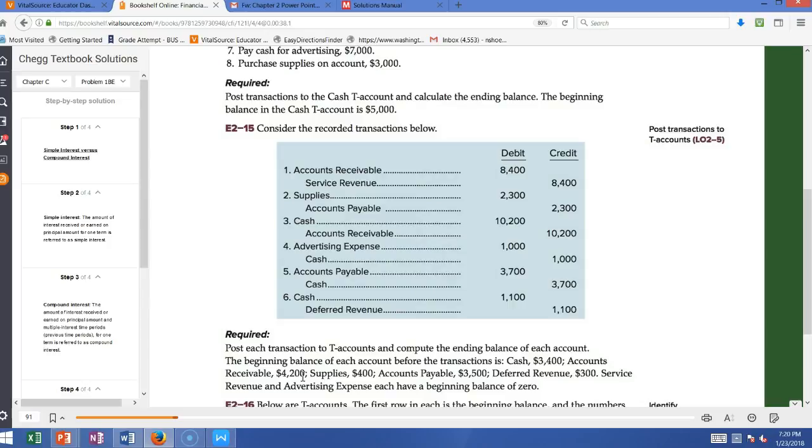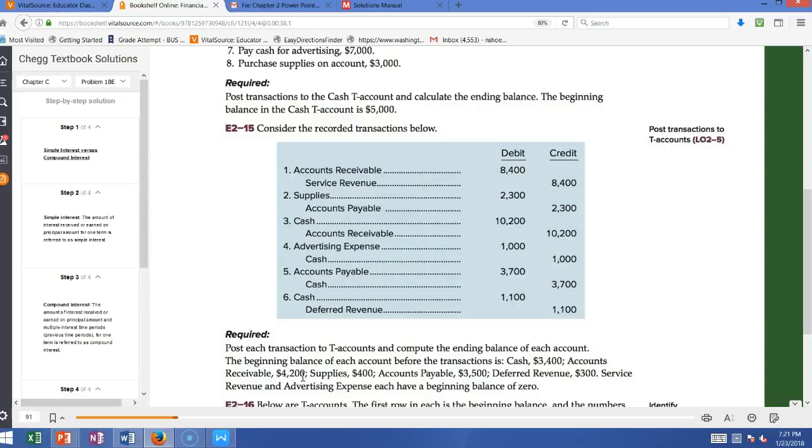Are we good? What kind of account is deferred revenue? It's a liability, so it's a credit. Okay? And I'm not trying to be rude, I'm just trying to help you think. Since deferred revenue is a liability, and liabilities have normal credit balances, we're going to put a credit in there, aren't we? Okay?